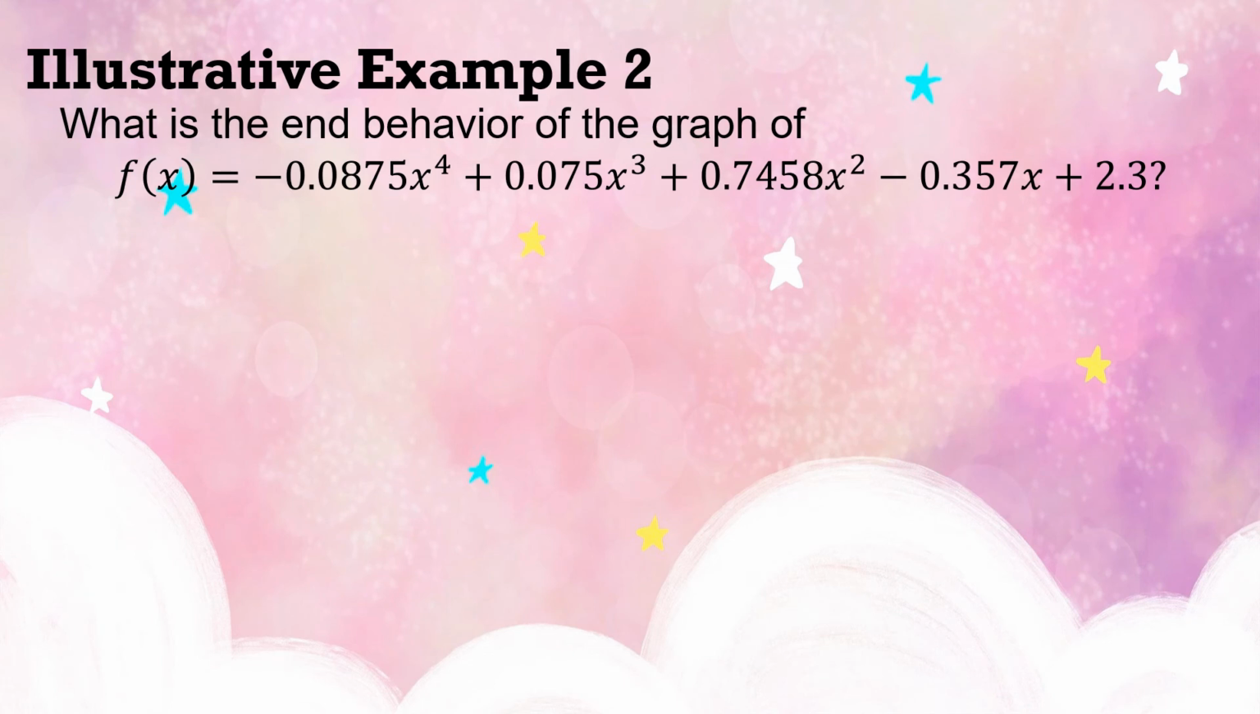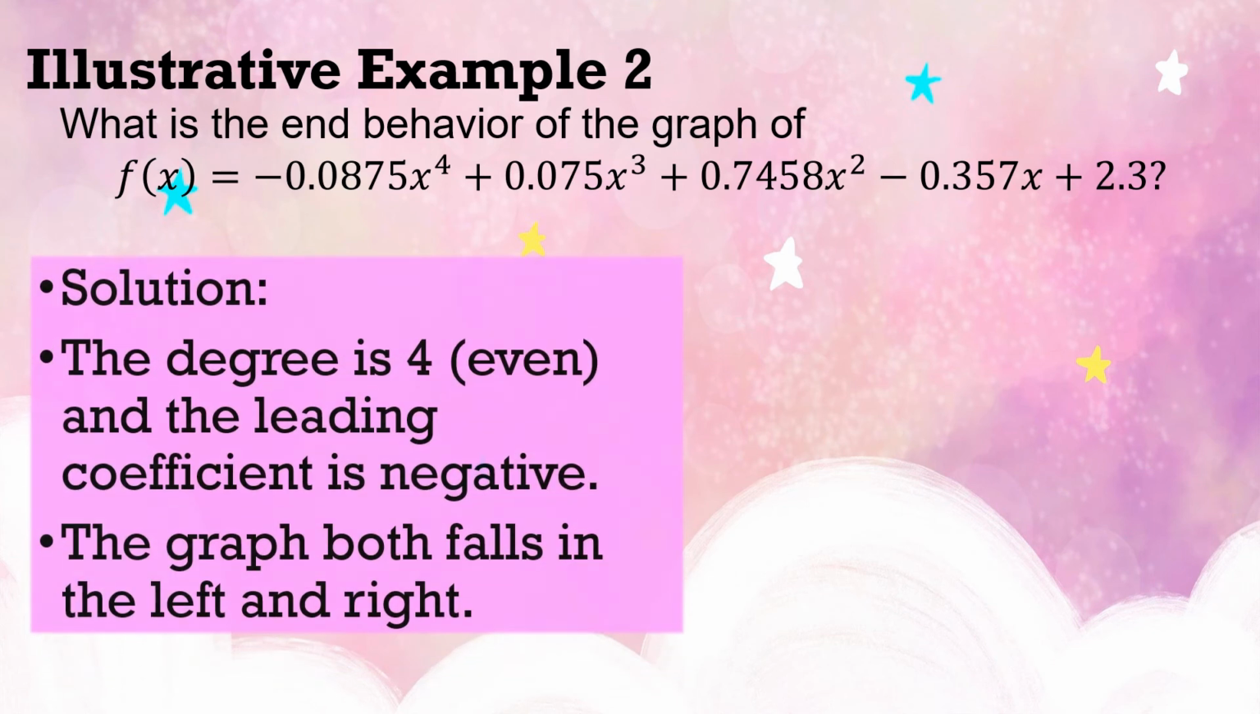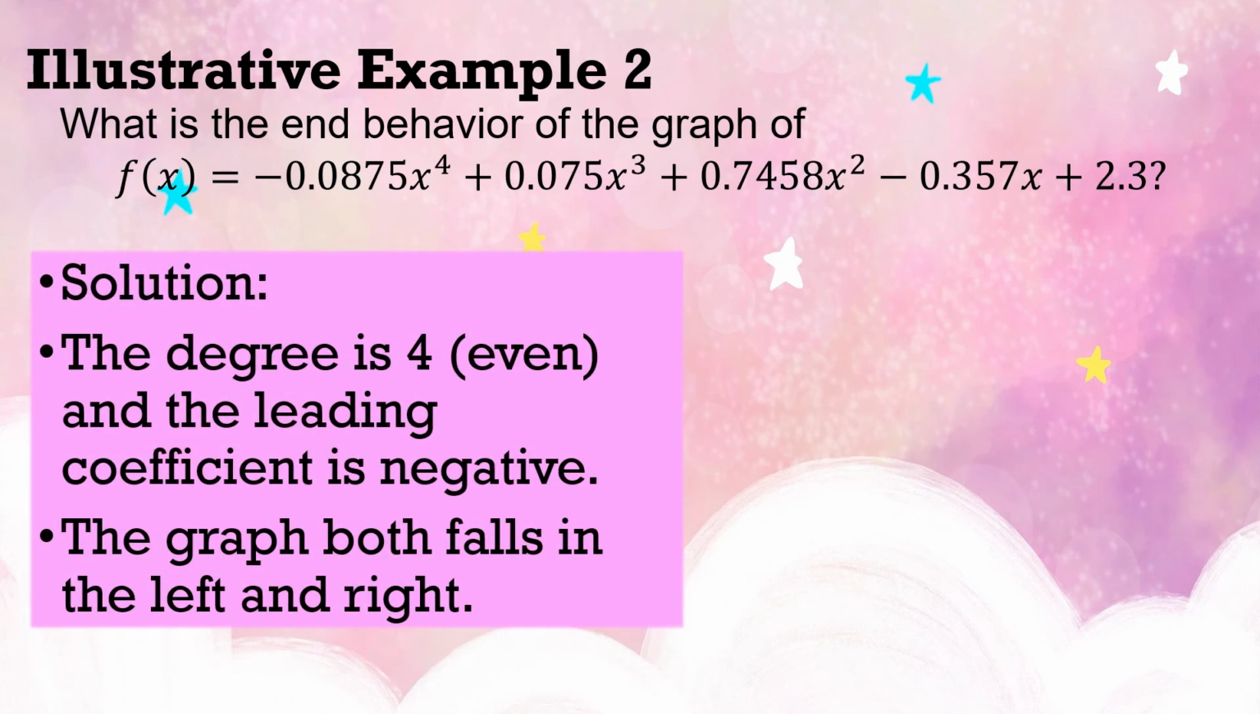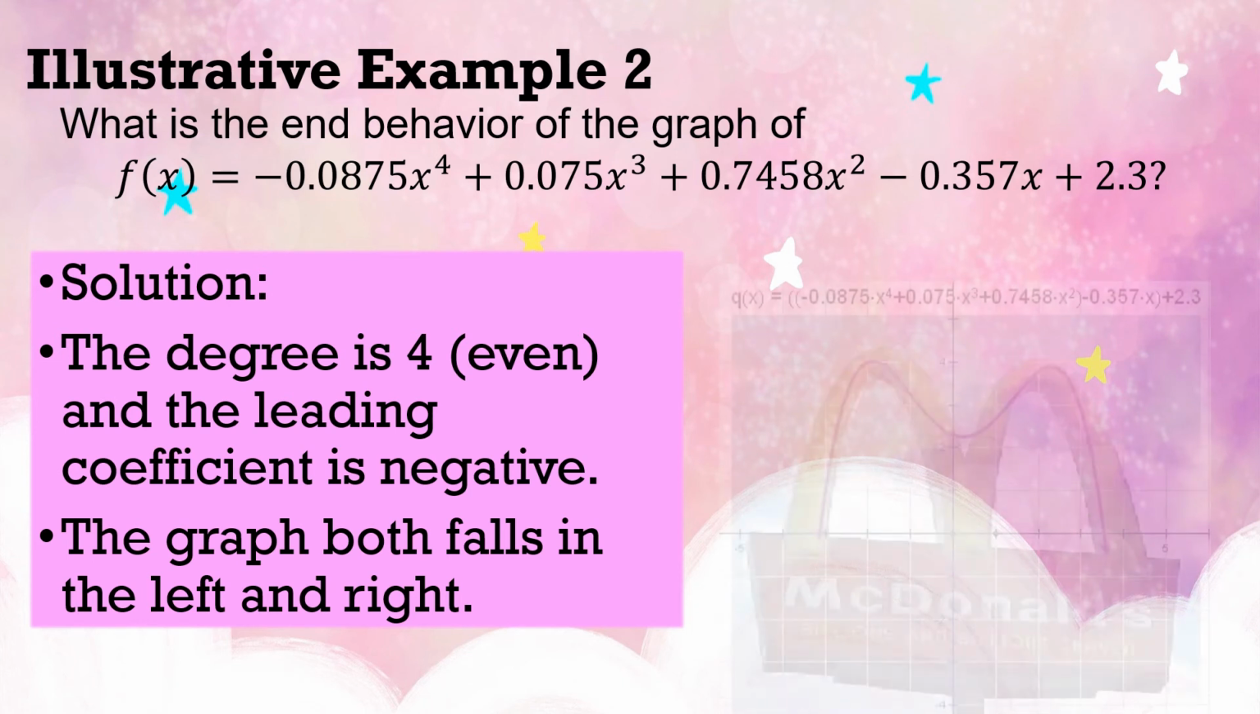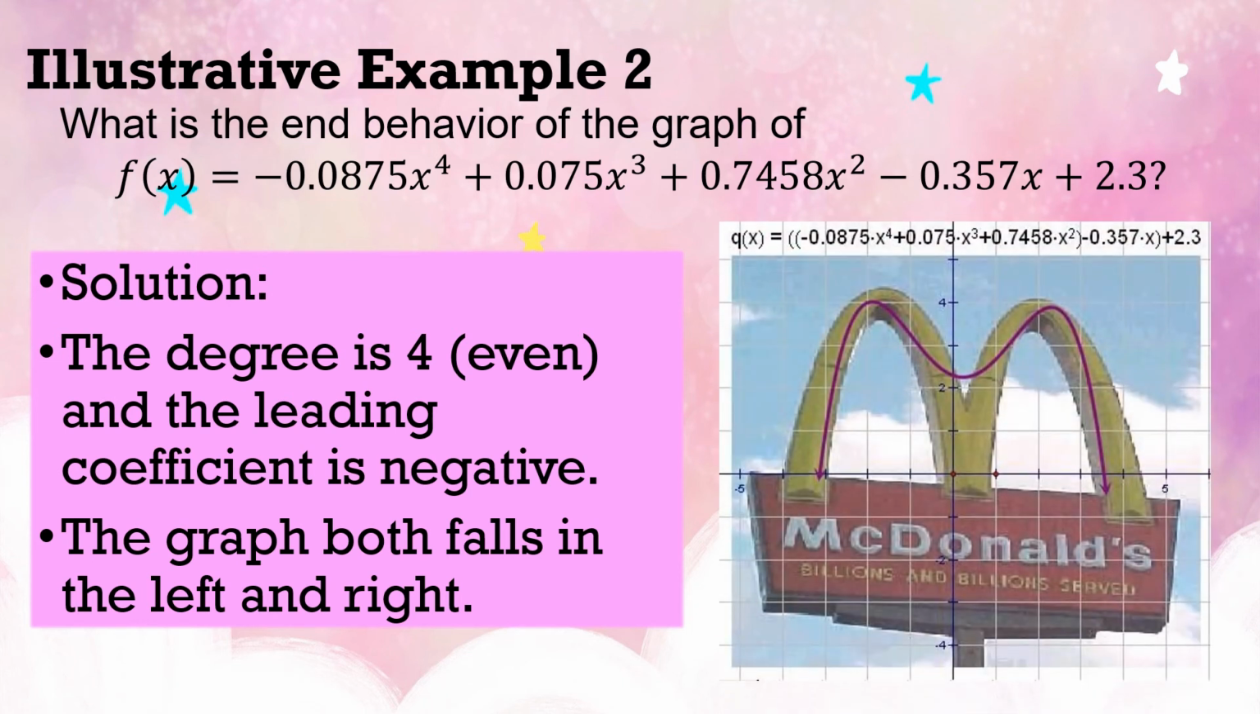Illustrative example number 2. What is the end behavior of the graph of f of x is equal to negative 0.0875 x raised to 4 plus 0.075 x raised to 3 plus 0.745 x raised to 2 minus 0.357x plus 2.3? Solution: the degree of the polynomial function is even and the leading coefficient is negative. Therefore, the graph both falls in the left and in the right. And as you can see, the graph of this polynomial function is that of the logo of McDonald's.